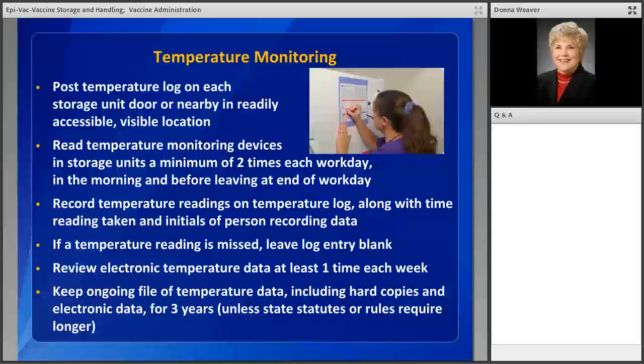Now, if you have electronic recordings of the temperatures, they should be reviewed at least one time each week. And the temperature data from your recording should be kept for 3 years or according to your state record retention requirements.